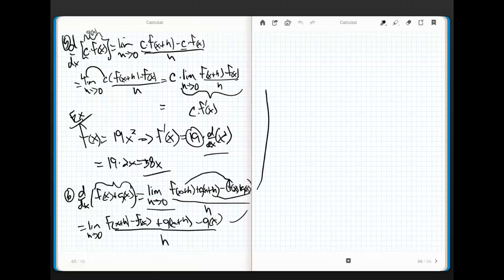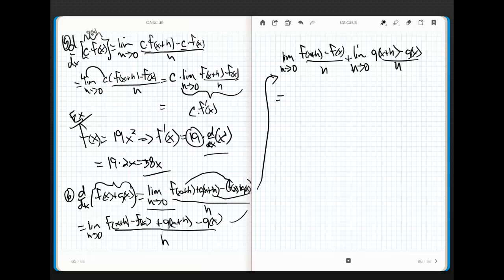Right? Common denominator, relatively huge. So if it's common denominator, that means I can steal it, and I'm going to use the property that the limit of the sum is the sum of the limits. I'm going to bust this up into two limits. So this becomes the limit as h goes to 0 of f of x plus h minus f of x over h. I grab the common denominator, which is common to both, plus the limit as h goes to 0 of g of x plus h minus g of x all over h.